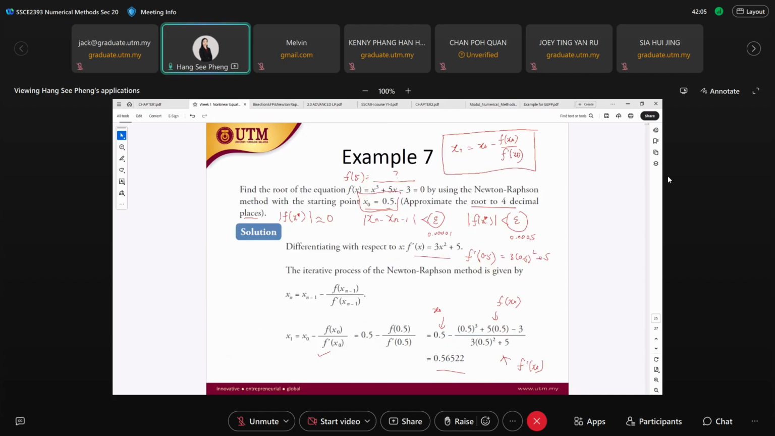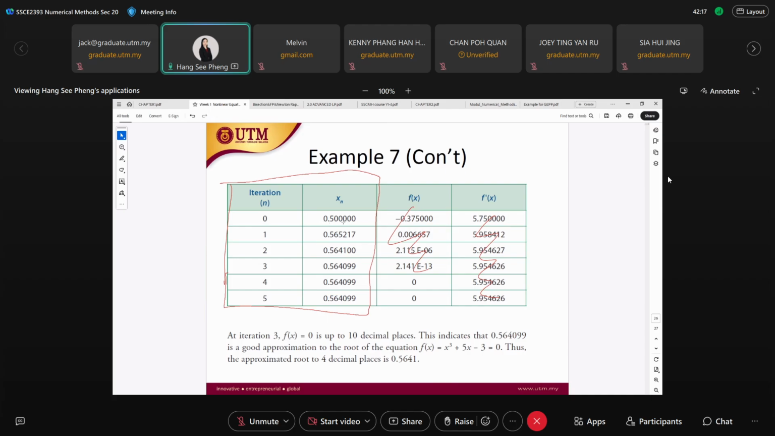Make it general, so you have x minus f of x naught divided by f prime of x naught. Then you repeat the steps, taking the starting value 0.5 as the input, and the answer will be the input for the next iteration, and this answer will be the input for the next iteration, and so on. Remember, for the fixed point iterations, we have the g of x with us.